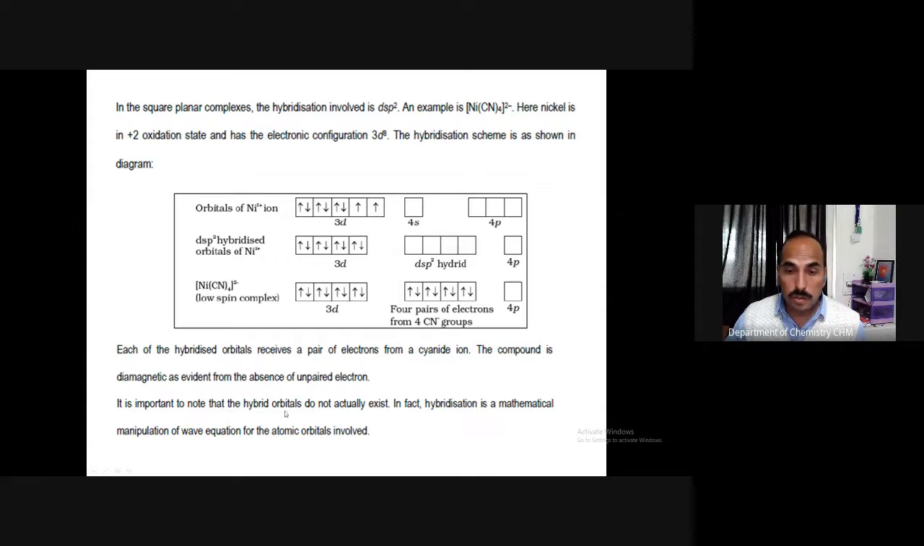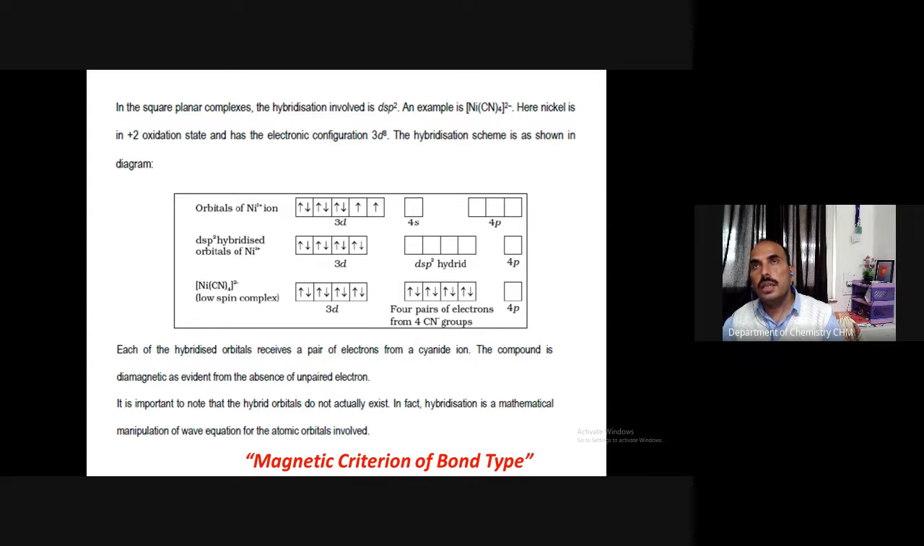It is important to note that hybrid orbitals do not actually exist. I told you this, right? In fact, hybridization is a mathematical manipulation of the wave equations for the atomic orbitals involved. All right, it is just mathematical manipulation of the wave equations. So if you know the magnetic properties and you can explain the bonding model, then this is called the magnetic criterion of bond type. You give me the magnetic property, I give you the bonding model. It is called the magnetic criterion of bond types.